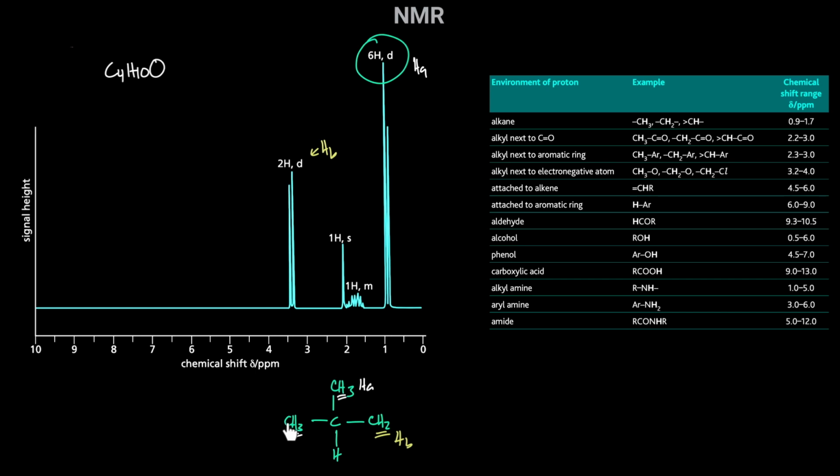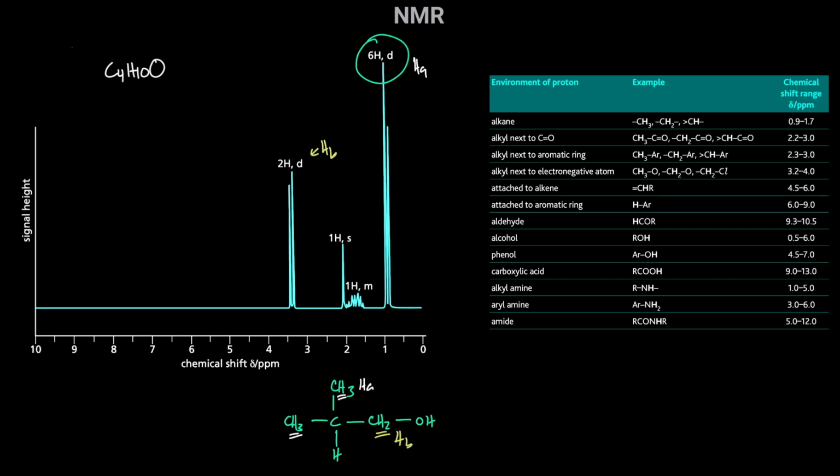So here we have 6, and then 7, 8, 9 hydrogens and 4 carbons. We have 4 carbons and 9 hydrogens, so we figured out C4H9. We just have one hydrogen and one oxygen left, so that's an OH group. And that OH group must be bonded to the CH2.